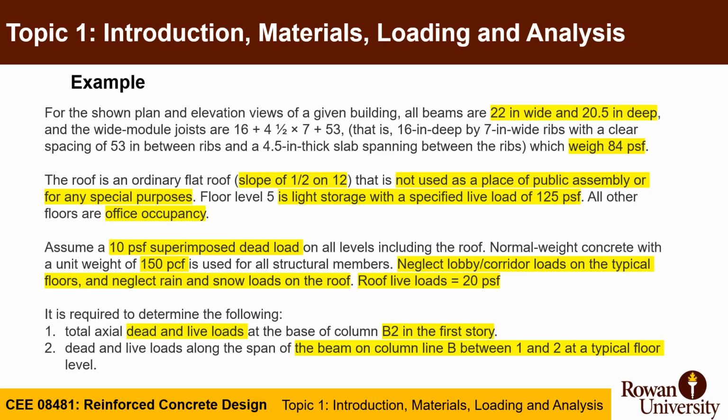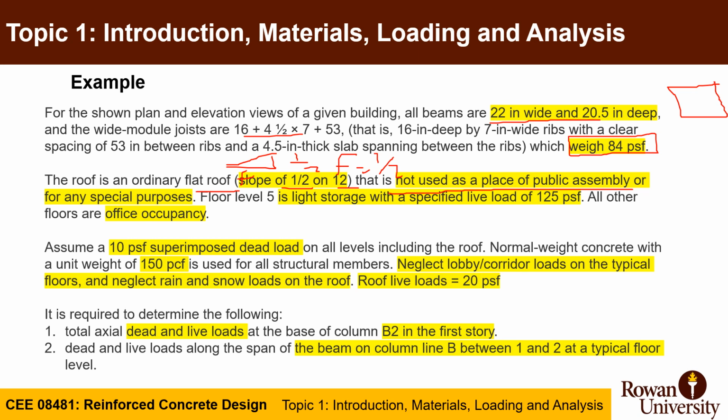The beam plan that we're going to show in a few slides has a beam of 12 wide, 2.5 deep. So your beam has this dimension. Your slab is joist, and the weight is 84 PSF. The floor is an ordinary flat floor. The slope is half an inch in 12 inches. So if you have half an inch in 12 inches, it means that your F value is half.